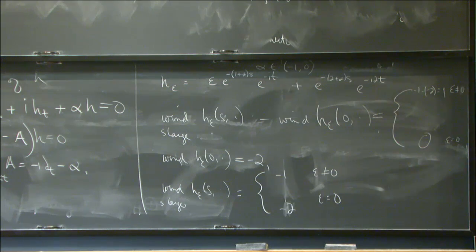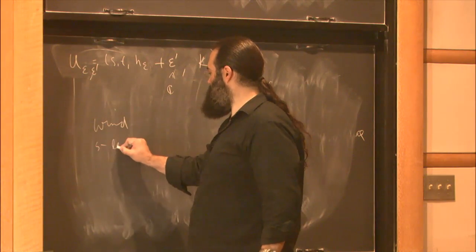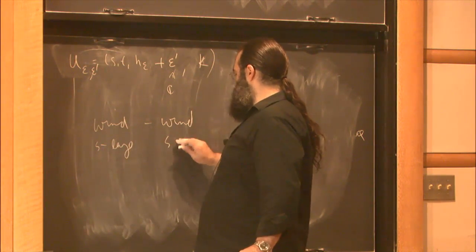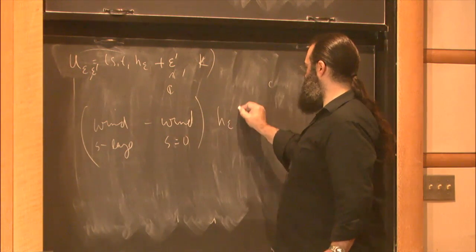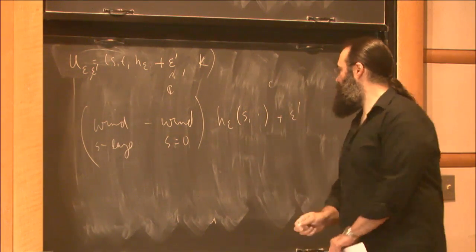Okay? So another way to look at that, I'd mentioned relative intersection numbers earlier. I could take this curve, u epsilon, let's call it, which is s, t, h epsilon, k, and define a perturbation where I push it by a small epsilon prime, let's say epsilon prime is in C, which confuses some people sometimes when I give this talk. Just push this a little at the end. And now this thing's got a well-defined intersection number. What is the intersection number? Well, it's winding of S large minus winding S equals 0 of H epsilon of S comma t, minus or plus epsilon prime.